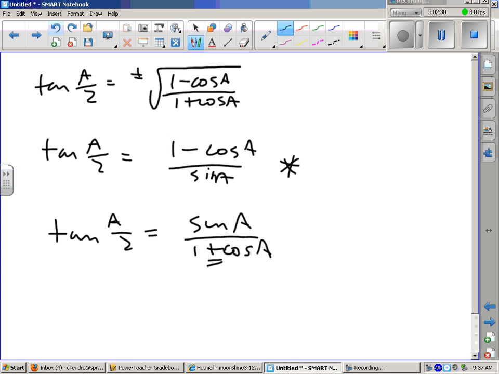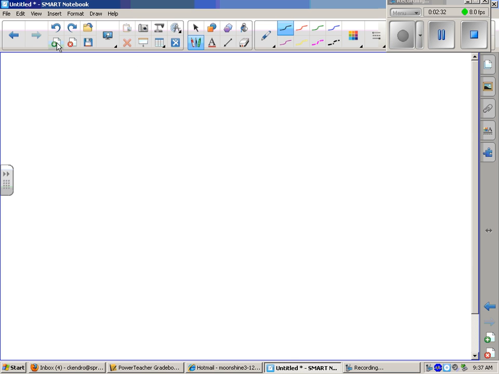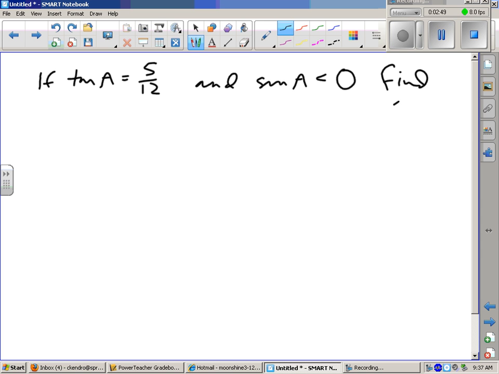All right, so now that we have these all written down, let's do a few problems involving them. If you are given that tangent of A is 5/12 and sine of A is less than 0, which means it's negative, I want to find the exact, remember when it says exact, you're supposed to put your calculator away, of first of all sine of A over 2 and then cosine of a over 2 and tangent of a over 2. We're going to find all 3 of them.